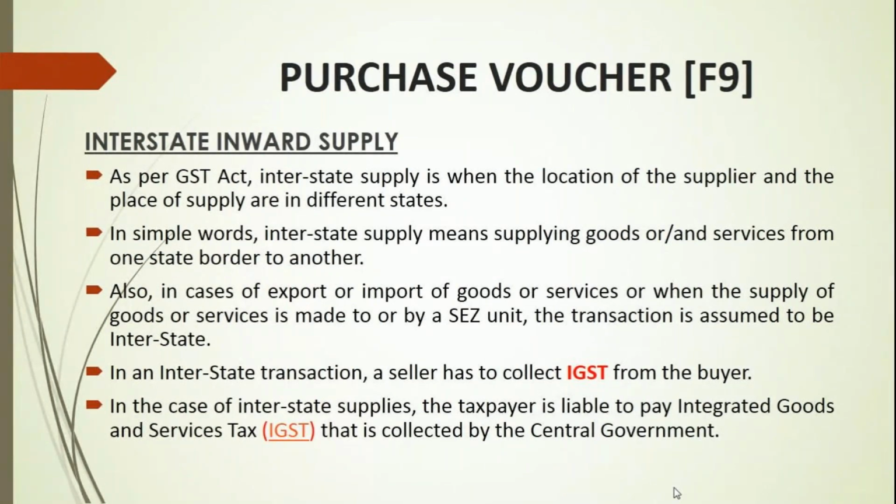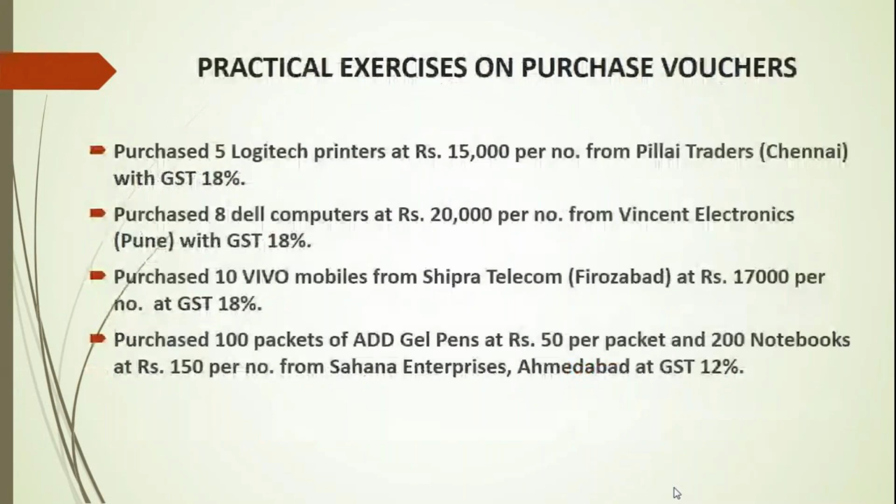In the case of interstate supplies, the taxpayer is liable to pay IGST, which is collected by the central government. This is how the interstate supply takes place, which means when the location of the supplier and the place of supply are in two different states. Of course, we will illustrate with the respective examples. The first one we go for here, I think, gives a better explanation, which I'll be doing.